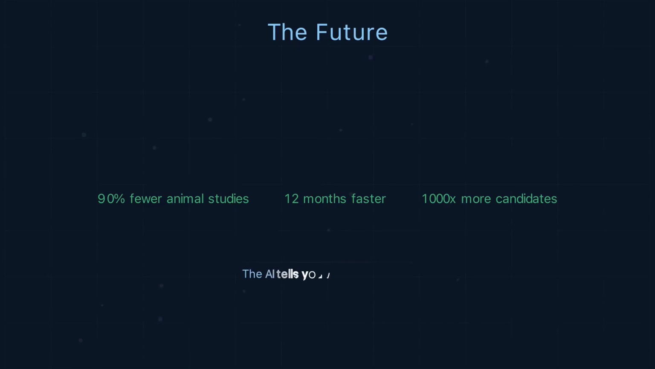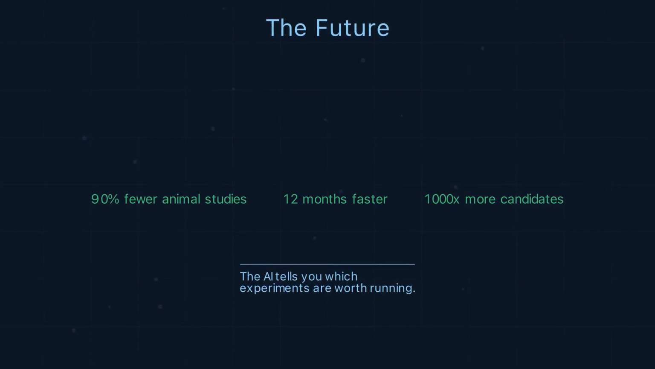Imagine designing 1,000 mAb candidates computationally. In minutes, the AI scores each one for predicted PK, clearance, half-life, therapeutic window. You filter to the top 50. Synthesize only those. Validate the top 10 in TG32 mice. One cynomolgus monkey study for the lead candidate. 90% fewer animal studies. 12 months faster to the clinic. 1,000 times more candidates screened. The AI doesn't replace experiments. It tells you which experiments are worth running.